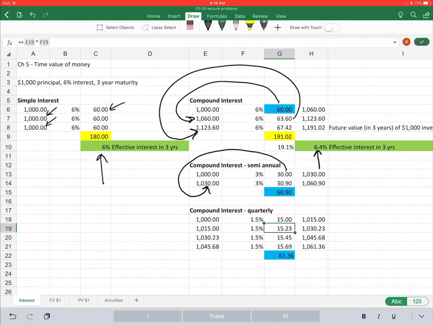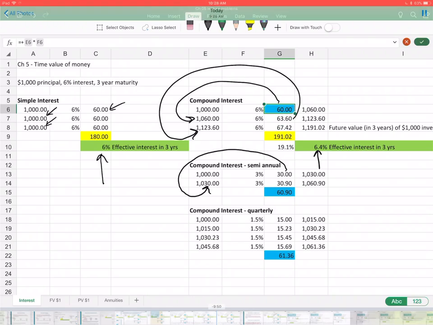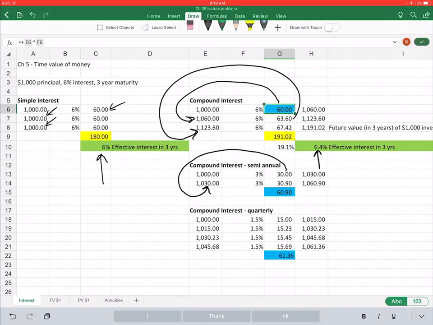Again, after each compounding period, you see that interest amount being added to the principal balance, to the initial investment amount. Over time, if we're compounding quarterly, in that first year we would earn $61.36, versus if we only compounded semi-annually, we earned $60.90, versus if we only compounded annually, that first year we only earned $60. So those highlighted blue amounts are the comparison so that you can see that over time, we earn more if we compound more times per year.